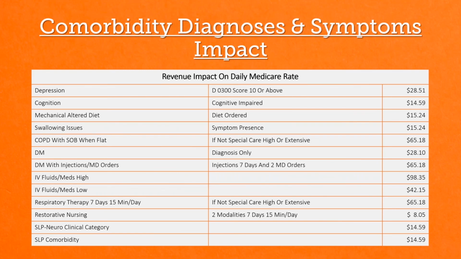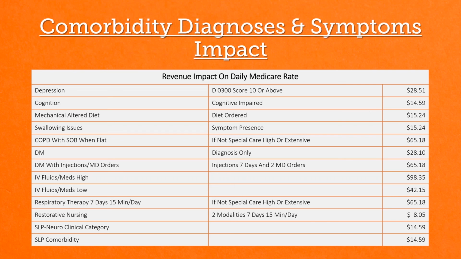This screen here is truly a snapshot. I think financially the impact of specific parts of the MDS is easier to see when you see dollar amounts. So if you look at this screen, and I'm not going to go over all of it, but if you start at the top, you see in depression, D300 is a depression assessment. If their score is 10 or above, on average, we would see an increase of $28.51 a day to that daily per diem rate for your patient.